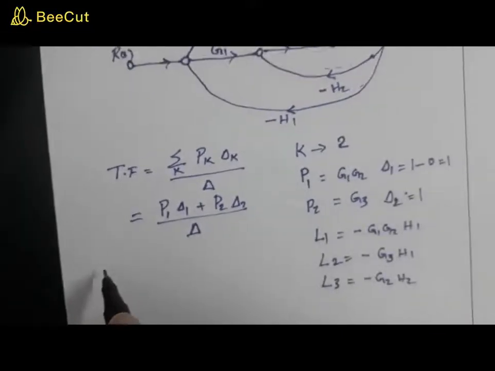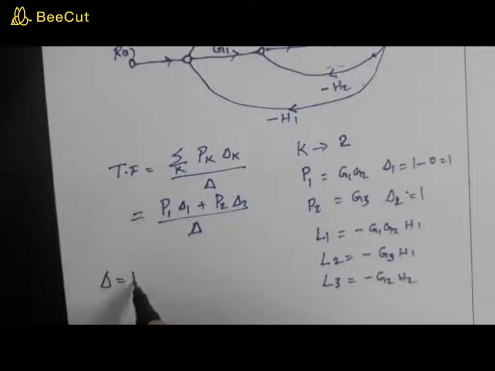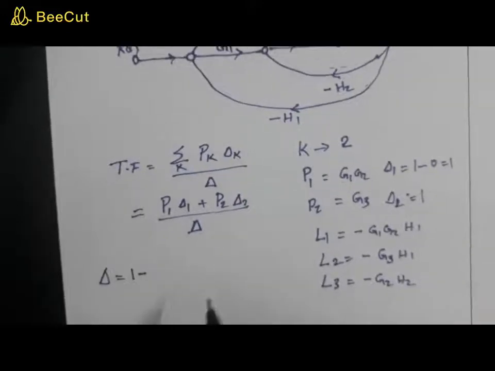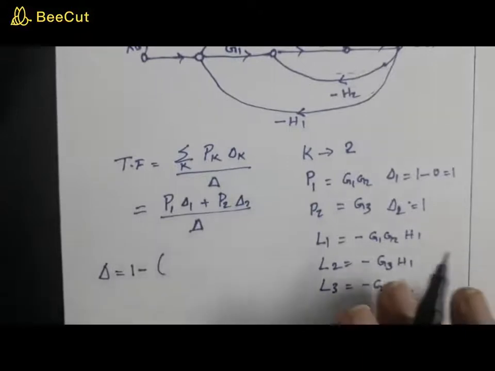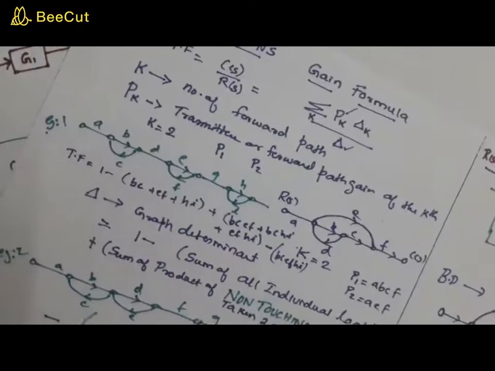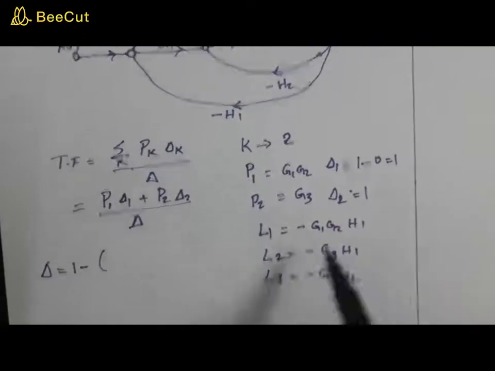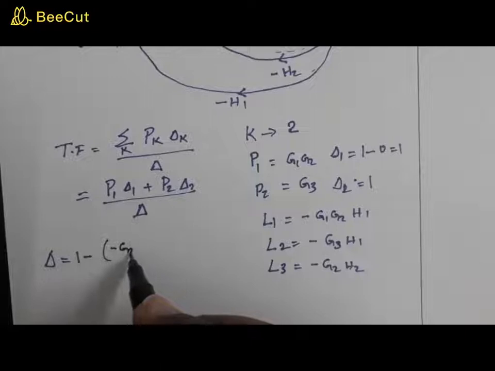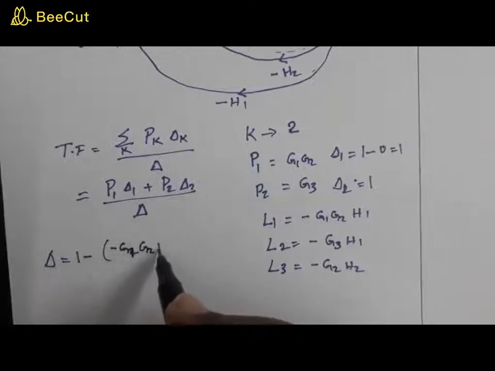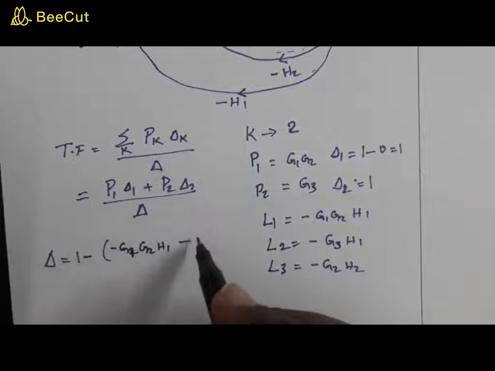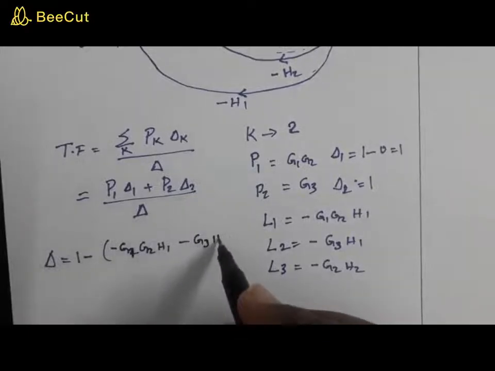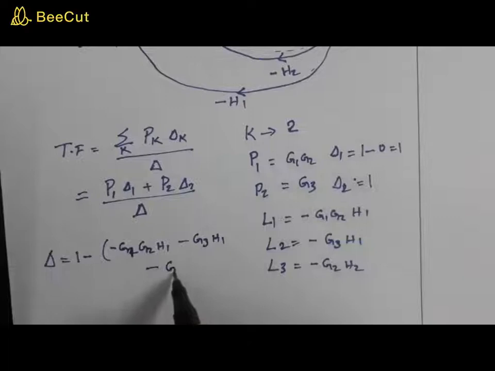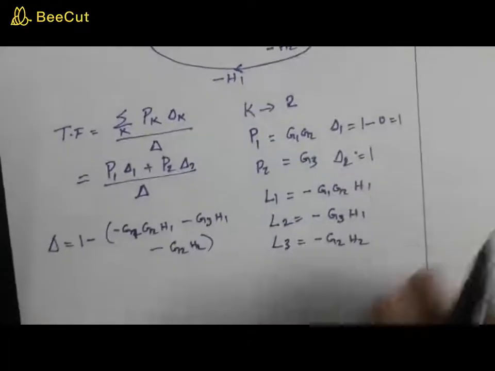Now we want to find one more thing. What is that? 1 minus, right? 1 minus the sum of the individual loops, 1 minus the sum of all individual loops. Now what are the individual loops? This is 1 minus, in brackets, G2H minus G1 G2 H1 minus G3 H1, then minus G2 H2, close the bracket.